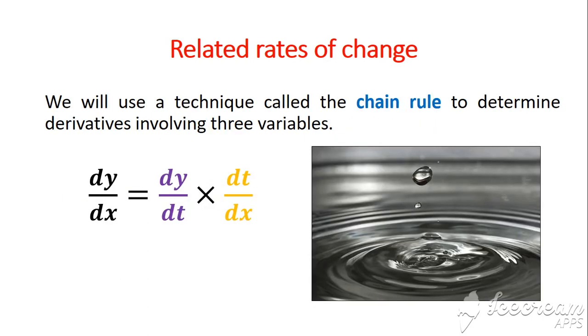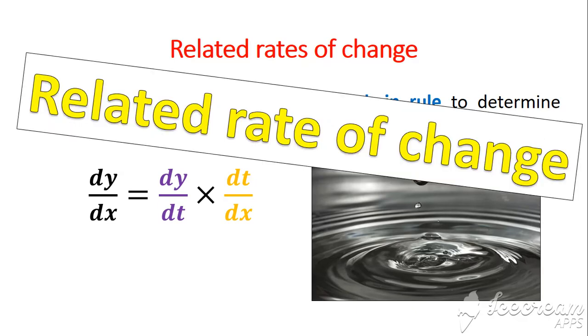We're going to use a technique called the chain rule, and we're going to use this to determine derivatives that involve now three variables. And here is the chain rule. dy/dx, which is our standard gradient, is equal to dy/dt, which is the change in y with respect to time, times dt/dx, which is the change in x with respect to time that's been flipped upside down. And as you can see quickly, the dt's cancel out, leaving us with just dy/dx. This is called the related rate of change, and we'll show you how this works with an example.